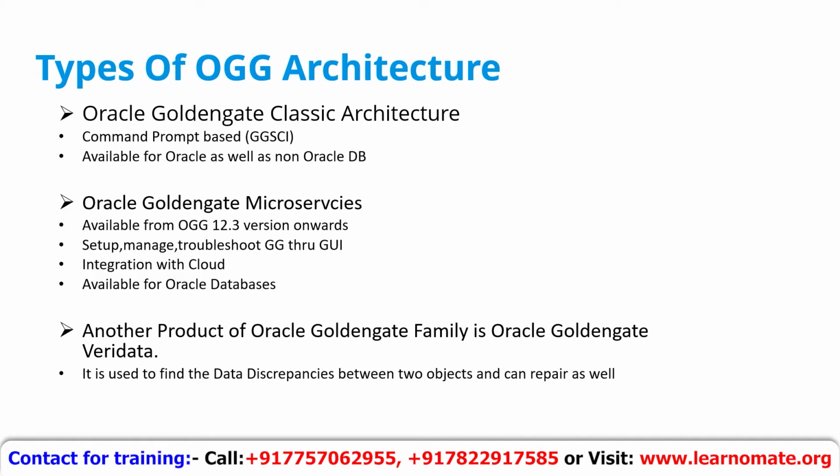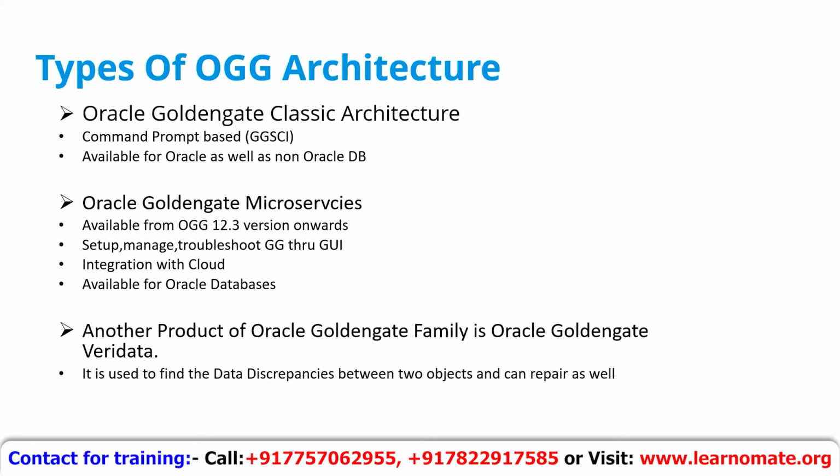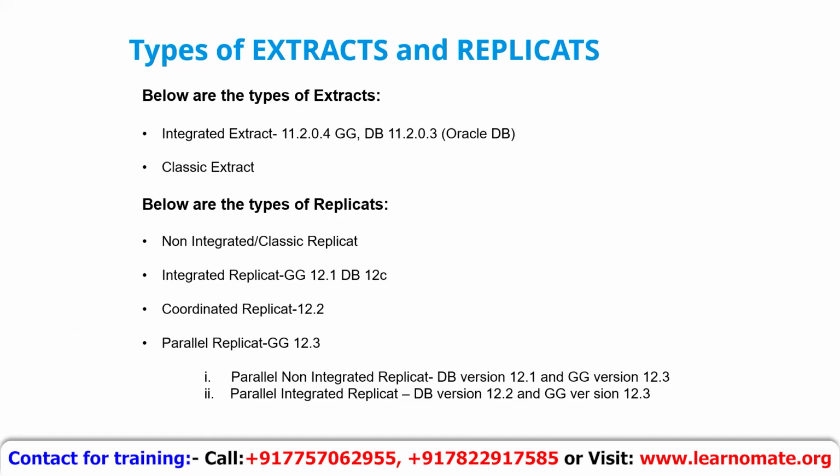Okay. Now, coming back to that question: with the introduction of microservices, does integrated no longer exist? Guys, remember one thing: there is no integrated architecture. Here we are talking about classic and microservices architecture. Now, in GoldenGate, there are different types of extracts and replicates. The different types of extracts are integrated extract and classic extract.